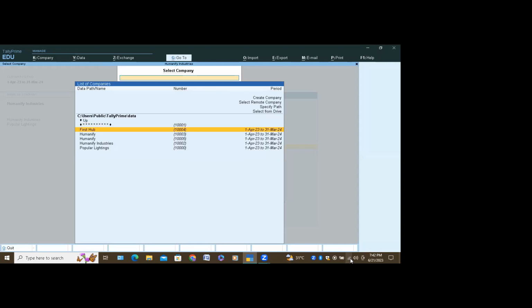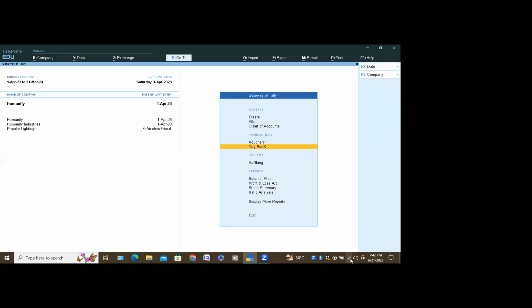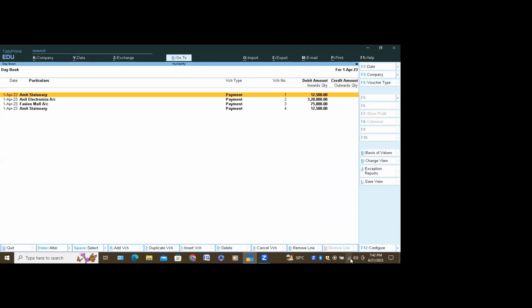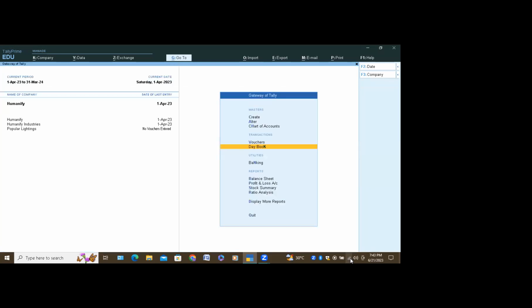You click on Humanify. All the companies are there. The one which you did the other day, the payment one, which you told me is not available, you know that it is also there. Go to Select Company. Open yesterday's receipt. You can check.